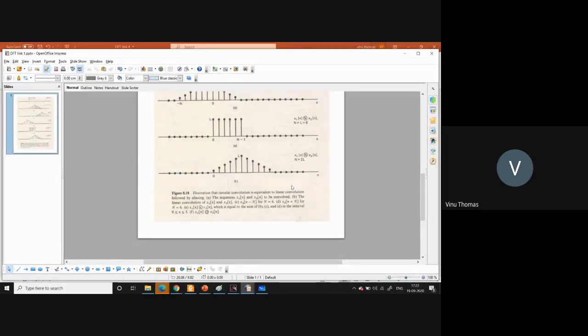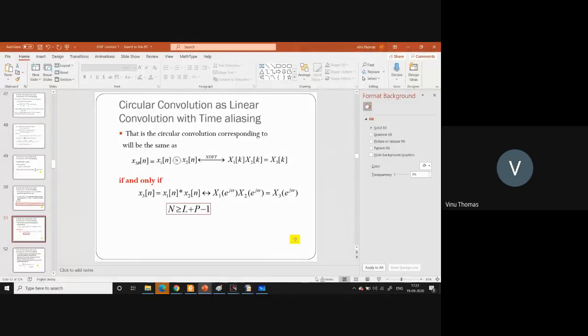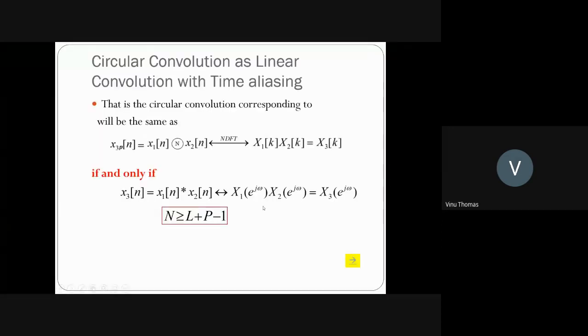So you need n to be greater than or equal to L plus P minus 1. L being equal to 6, P being equal to 6, L plus P minus 1 is equal to 11. Therefore, n has to be greater than or equal to 11. In this example, we have taken n to be equal to 12. Which means all these samples will be correct if and only if we have n greater than or equal to L plus P minus 1. Right?